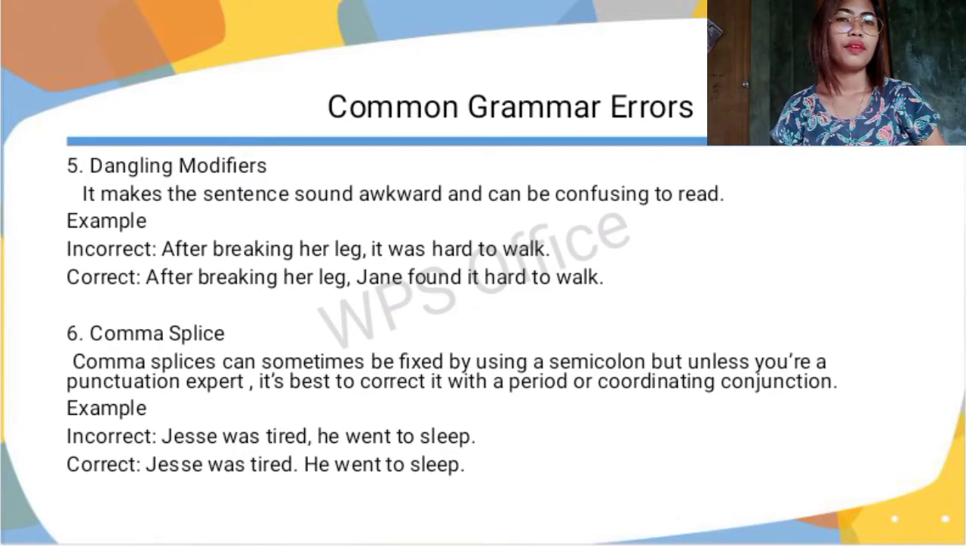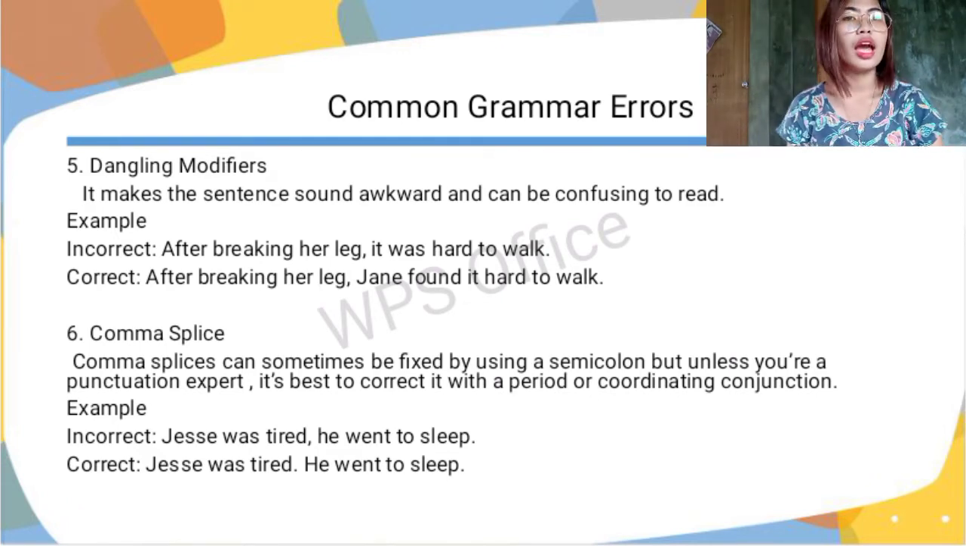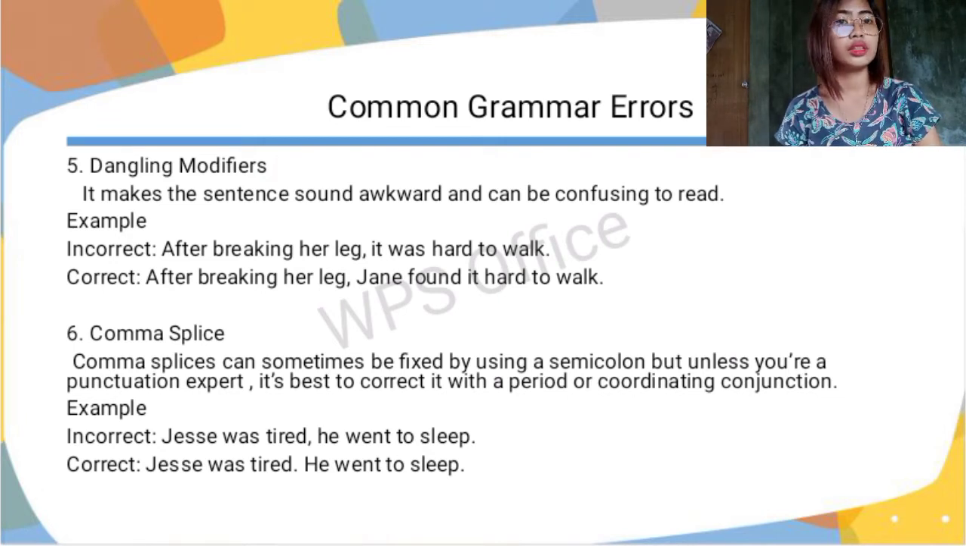The fifth common grammar error is dangling modifiers. It makes the sentence sound awkward and can be confusing to read. For example, "After breaking her leg, it was hard to walk." And that is the incorrect sentence. And the correct sentence is "After breaking her leg, Jane found it hard to walk." So from the correct sentence, we can see that it is not awkward now.